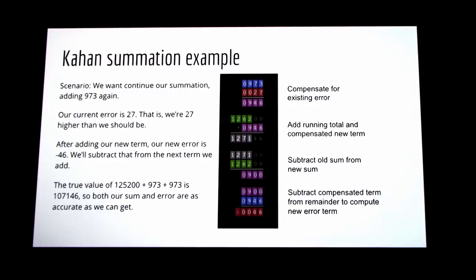Okay, we decide to add 973 again. We subtract our error term, get 946. We add that to our running total, get 127,146. That rounds it down to 127,100. We subtract our old sum, get 900. Subtract the new term that we added after the modification, so that's 946. And our error is now minus 46. And our expected value would be 127,146, which is exactly the error we expect from our error term. So we are perfectly tracking the error here.